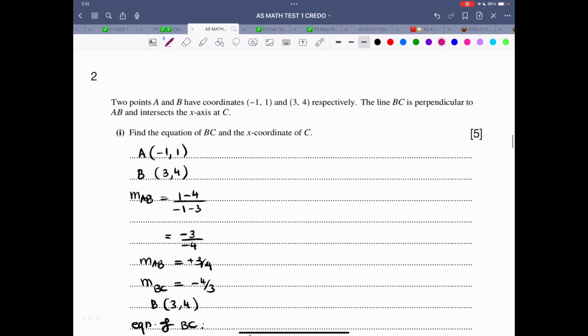The next question, question number 2. So now in question number 2, it says there are these 2 points, and let me grab a highlighter.